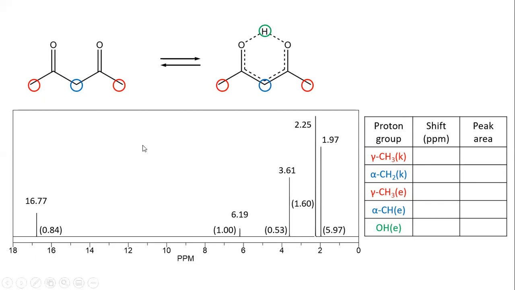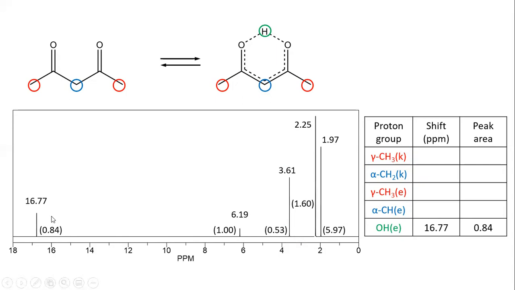So now let's start assigning them. Of course, the easiest peak to assign is always going to be the OH proton. We know it's going to be the most downfield, which means it's going to be this one, 16.77 with an area of 0.84. Okay, so now we have this knowledge, and then we can use what we know about the proton ratio and the shift to our advantage when we are trying to assign all the peaks.